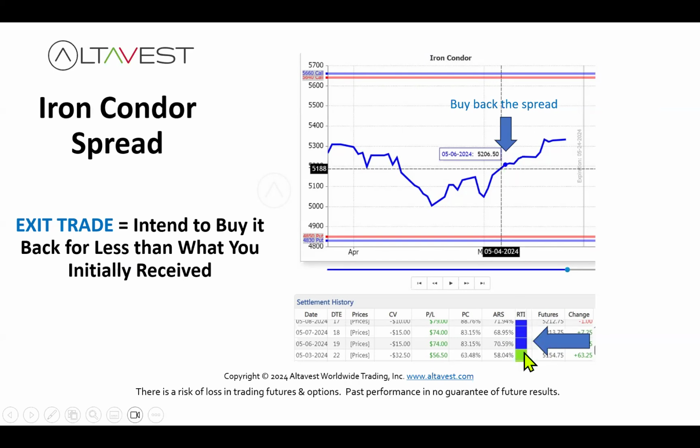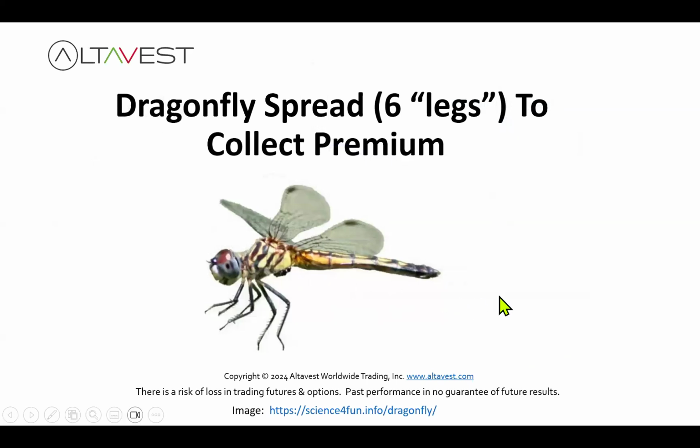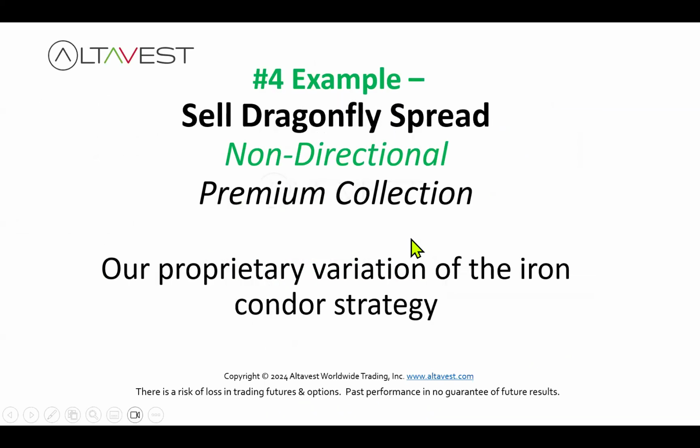We're going to show you what these colors mean, but this is the signal to close out that position, in this case with 19 days till expiration. So you can see it expires here, but you don't hold on to the position all the way through expiration. So you sell the spread, and then you intend to buy it back for less than what you initially received for it. And then here's a dragonfly. This is our proprietary strategy, the dragonfly. And it's really just a variation on the iron condor strategy. Again, it's a premium collection approach.